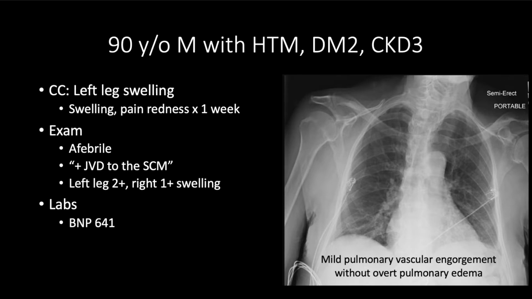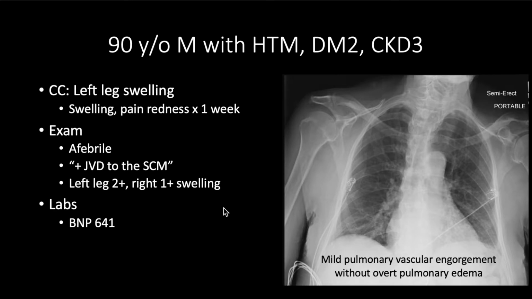He's afebrile on exam, and the resident from the night before notes that he has jugular venous distension to the sternocleidomastoid. I'm not exactly sure what that means. You'll remember the jugular vein runs underneath the sternocleidomastoid, and so it doesn't quite make sense. Maybe they were saying jugular venous distension to the mandible. It's hard to interpret, but I think they were trying to say that they thought he had high central venous pressure on exam. This patient had 2+ leg edema on the left, 1+ on the right, and this redness and swelling was noted.